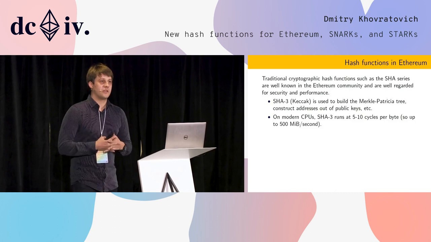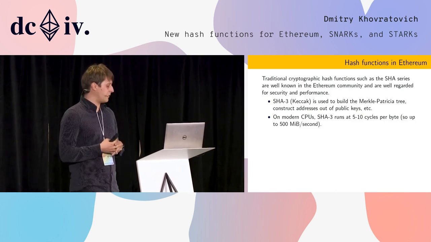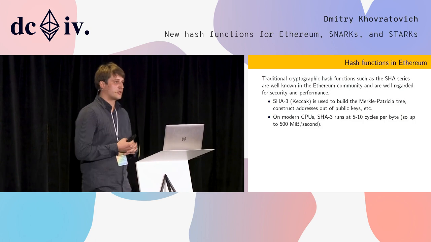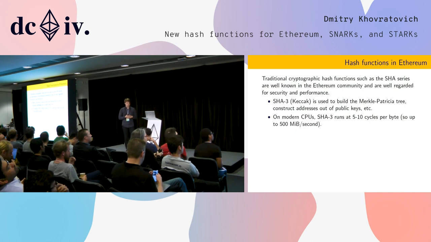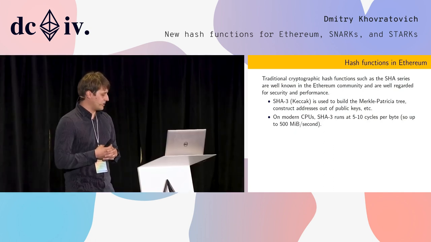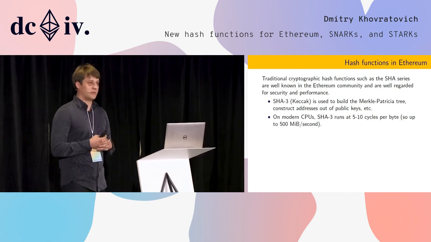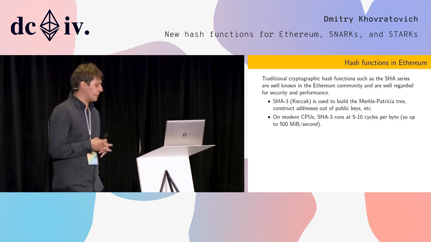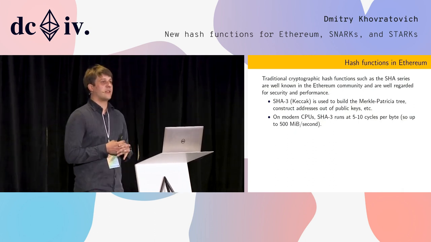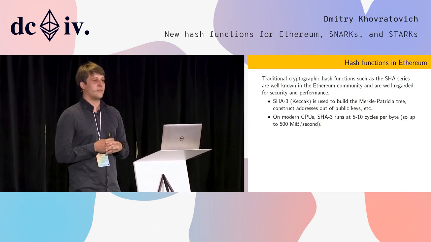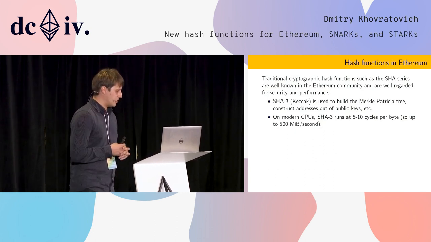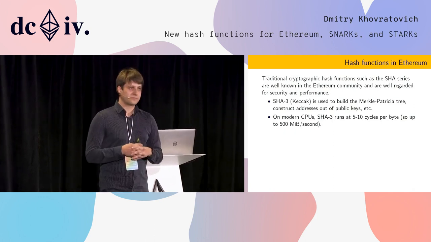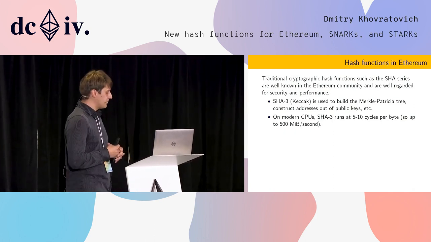Well, hash functions. In Ethereum, you may think of hash functions everywhere, of course, mainly SHA-3. SHA-3, or Keccak, is the hash function designed by a Belgian team led by Joan Daemen about 10 years ago. SHA-3 is used to build a Patricia tree, to construct addresses out of the public key, and so on and so forth. It's not the fastest hash function in the world, but it can still handle up to about 500 megabytes per second.